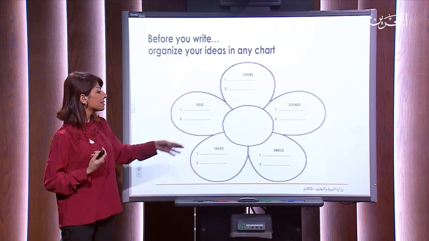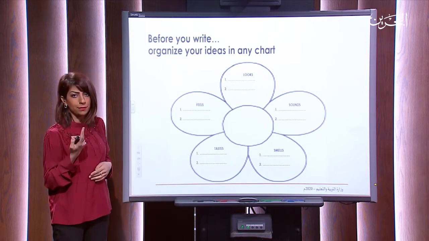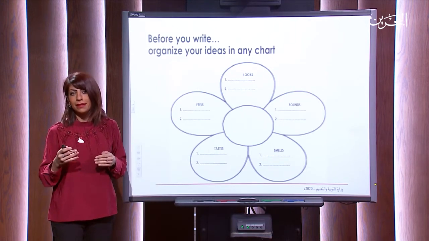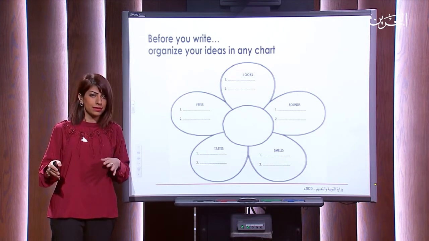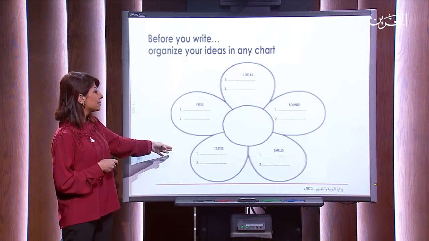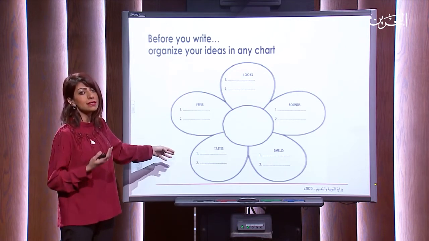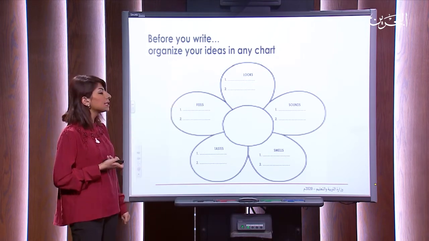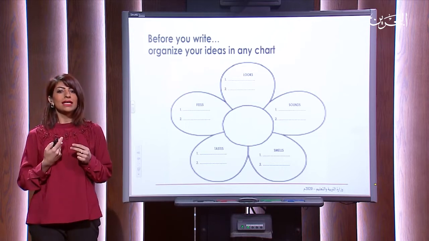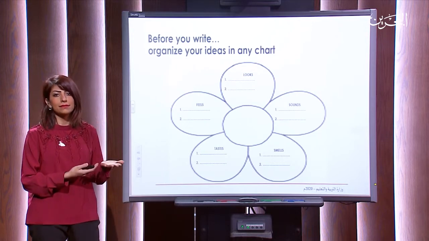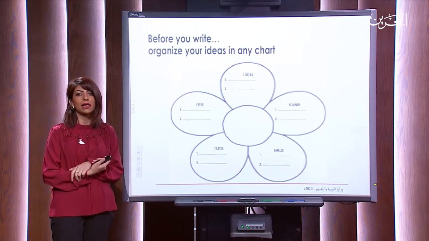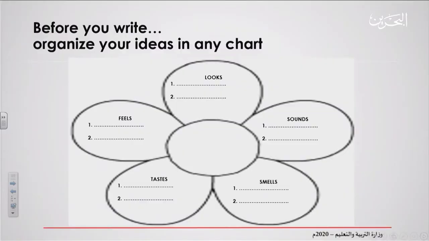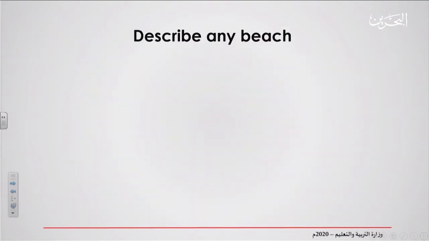Then the smells, 2 things that you could smell at the place. It's not necessarily Bahrain Museum, any place that you are describing. The taste, if there is food or if you can taste something, mention 2 points at least. Last but not least, the feels. 2 things that made you feel something. Write them down in your descriptive email or article. So what you need to do is organize your ideas in this chart and then describe.